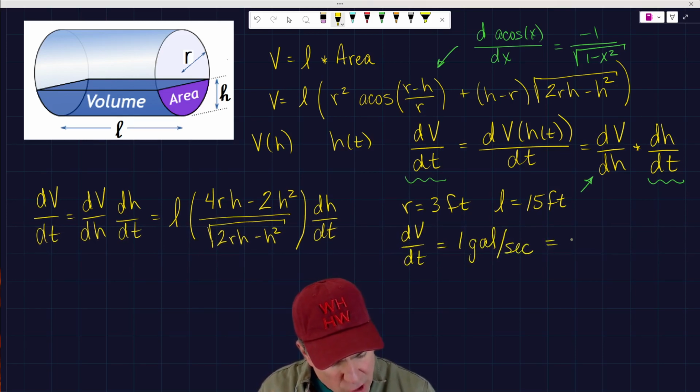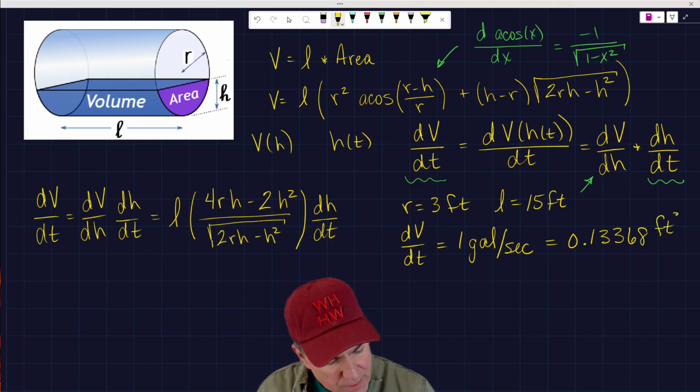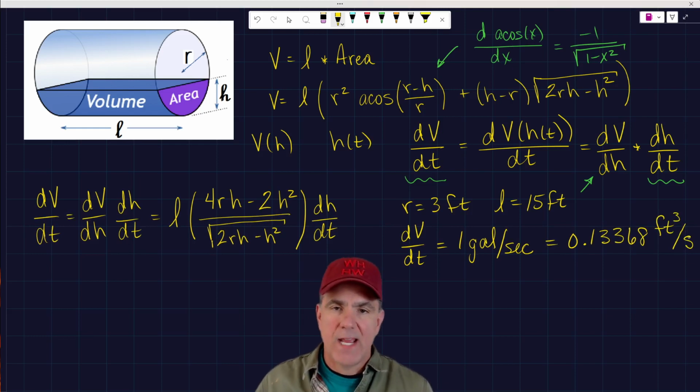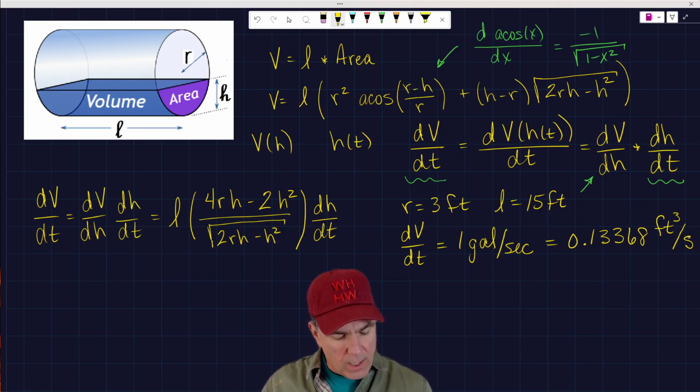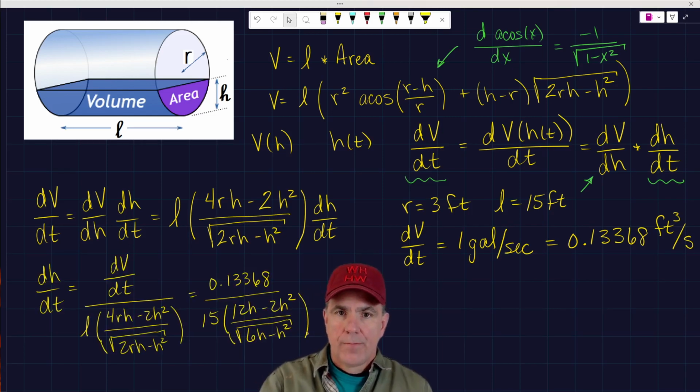And the conversion there is 13368 cubic feet per second. So there's approximately 8.3 gallons per cubic foot. So, there's about 7.5 gallons per cubic foot. So what I'm going to do is substitute these numbers in, and then we'll have an expression with numbers in. Give me just 1 second.